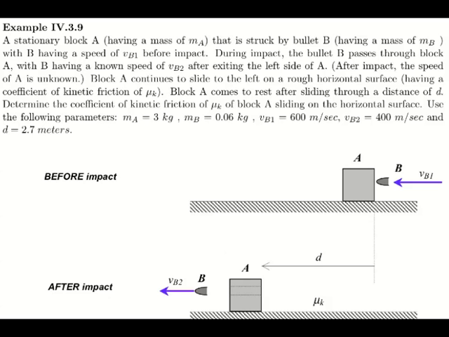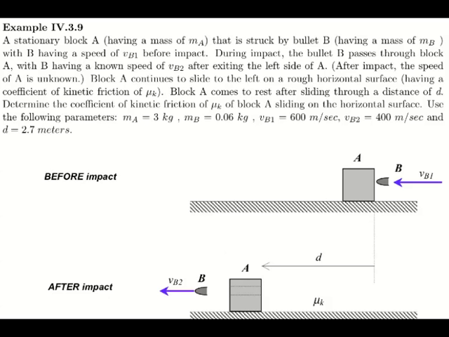In this problem, what we have is a bullet B, which is traveling to the left with some known speed of VB1. It strikes a stationary block A. However, here when the bullet hits A, it doesn't stick. It actually goes through A and comes out there on the left-hand side.